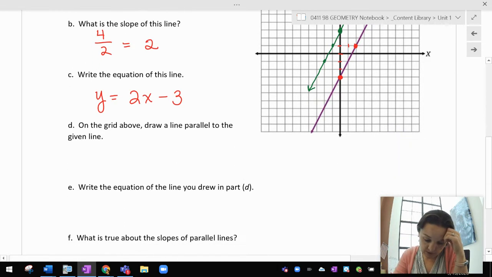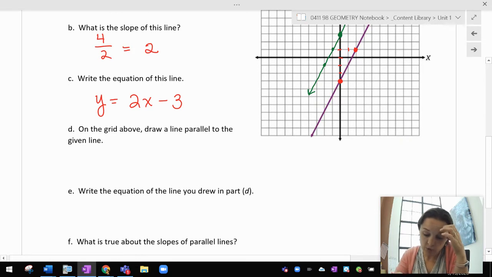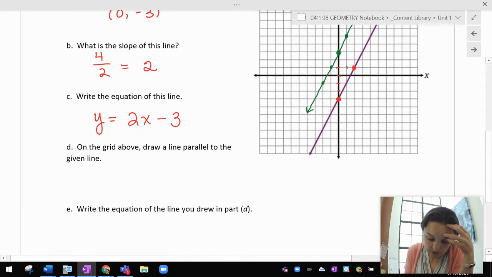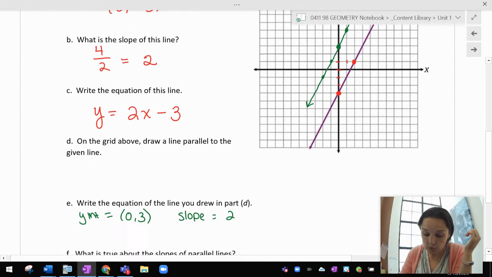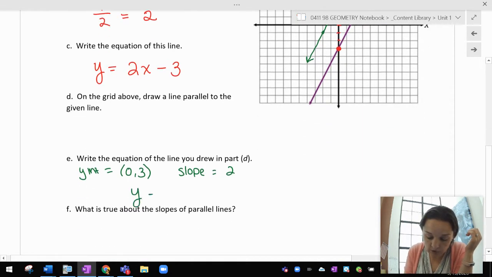All right, what else does it want me to do? Write the equation of the line I drew in part D. If I want the equation, I should identify the y-intercept. I went up to 3 above the x-axis, so my y-intercept is (0, 3). My slope is the same as what I started with, which was 2. So my equation is y equals 2x plus 3.